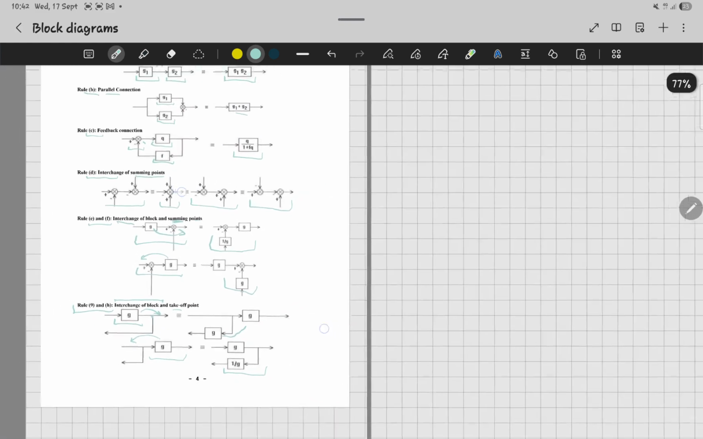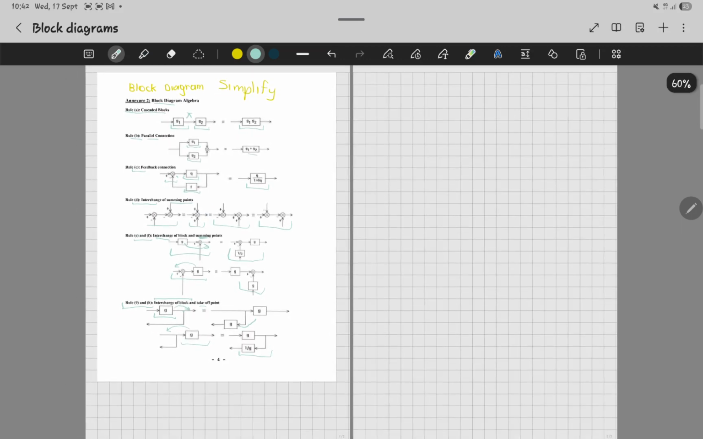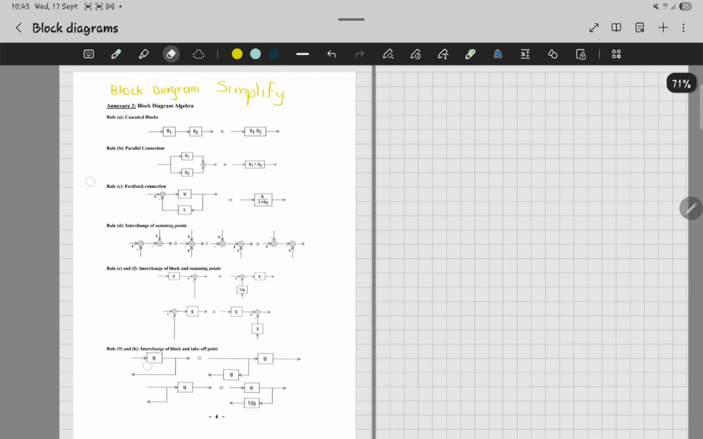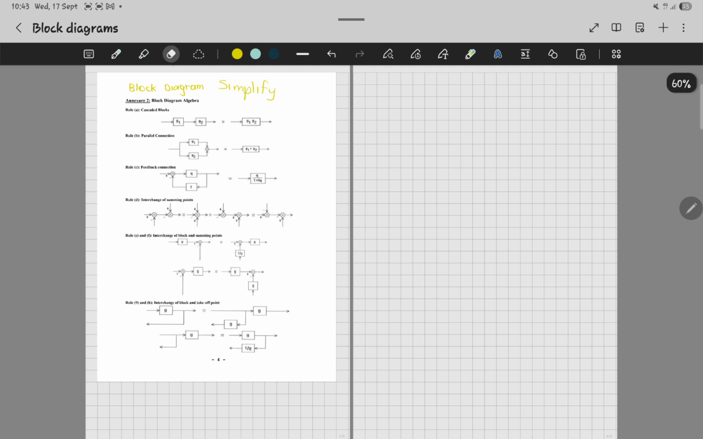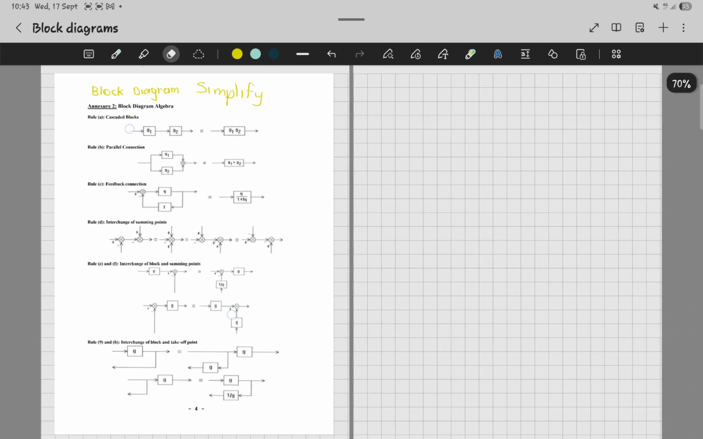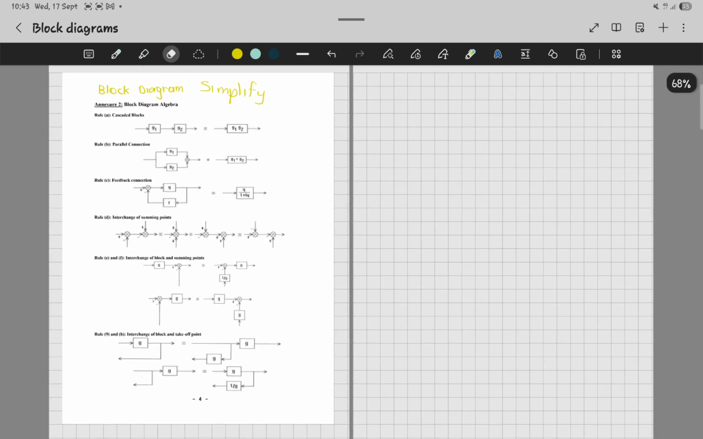Okay, so these are the rules that we're going to apply and learn, and you're going to see how we simplify the block diagram that we're going to see later on. This is what you need, and from here you should be able to understand and solve this question.